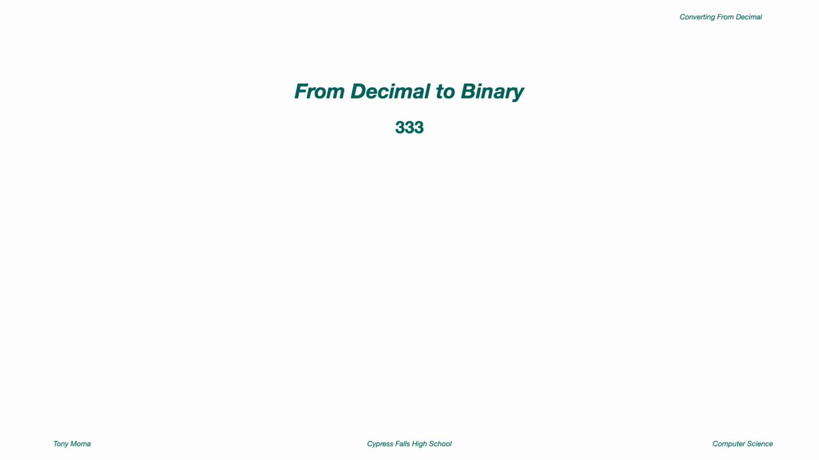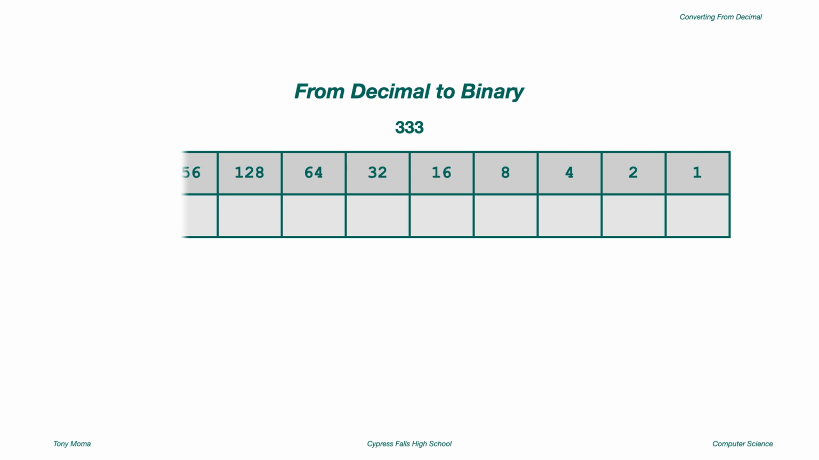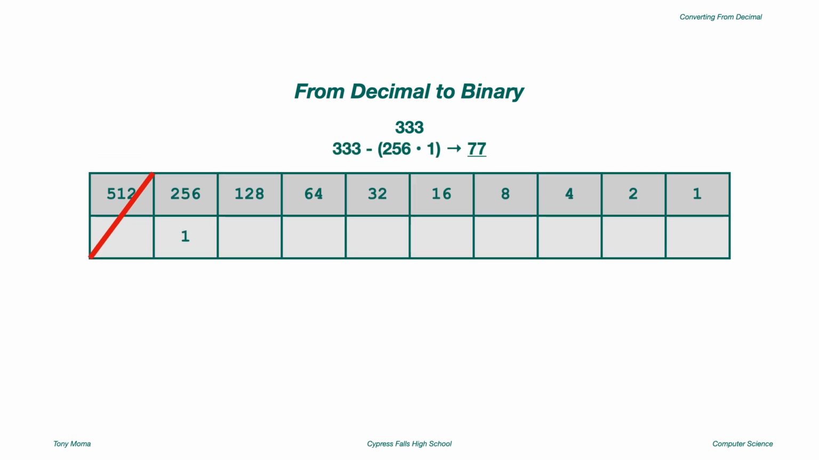Once again, first step, construct the binary table. Get as many columns as needed until we find a multiple of 2 that's larger than 333. That is 512. We cross it out. Thus, we are now going to start at 256. How many times can 256 fit inside 333? 1 time. Multiply the top row by the bottom row. 256 times 1, subtracted from 333, leaves us with 77.